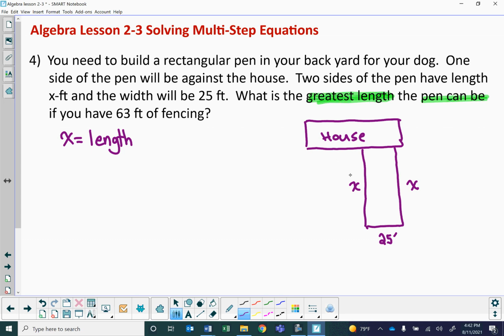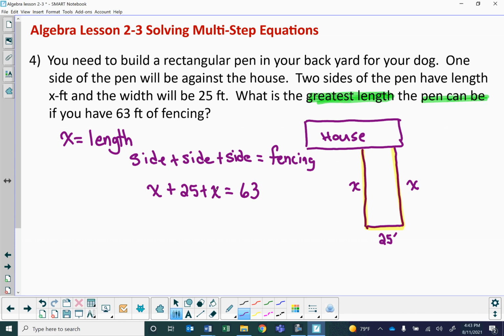We only have to fence 3 sides of the pen, because we're using the house as the third side. So we only need to fence the sides that are highlighted in yellow. So then all I have to do is my side plus my side plus my side has to equal the amount of fencing that I have, which is 63. So one side is x, the width is 25, the other side is x, and then it has to equal the 63 feet of fencing that I have, because I only have 63 feet of fencing.